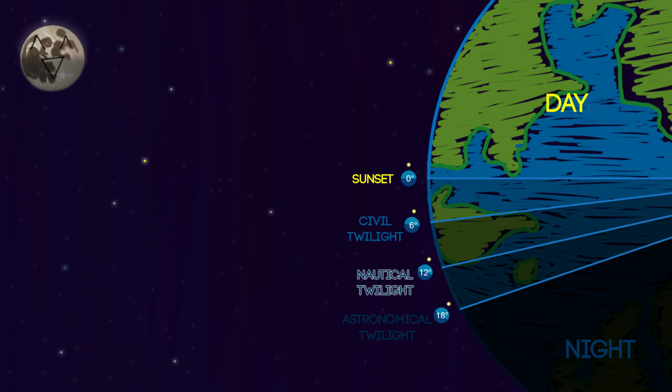Nautical twilight is the stage where the sun is 6 to 12 degrees below the horizon. It's harder to see during this stage. It got its name because sailors could still see the light where the sun set on the horizon, and use this to find their bearings and navigate the oceans.